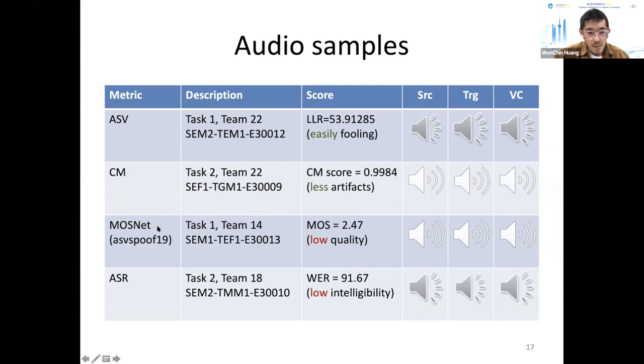Okay, next, the MOSNET prediction. So counter to the previous two samples, here we play a sample that has low MOSNET prediction score.